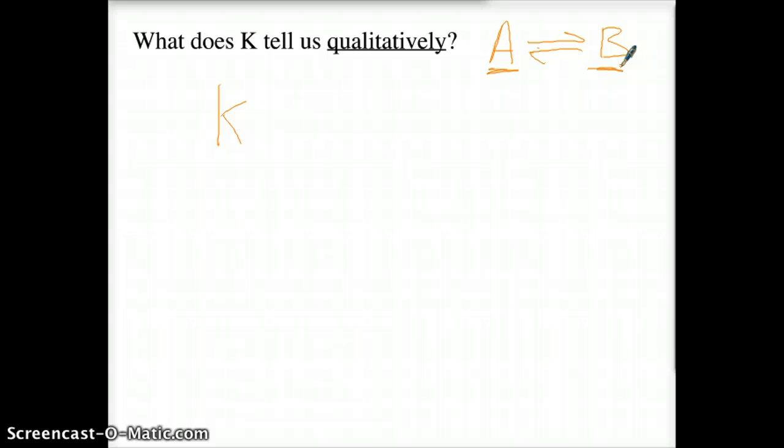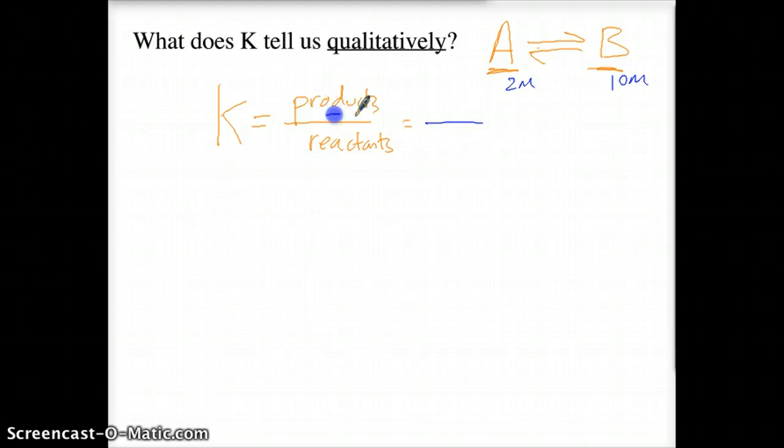K tells us that. Because remember, K is equal to the ratio, essentially, of the products divided by the reactants. Not exactly, because remember, it depends on the coefficients and everything as well. But this is essentially what it is. So let's say we're at equilibrium, and we have 10 molar B and 2 molar A. If we plug that in, we would essentially get 10 divided by 2, which is 5.